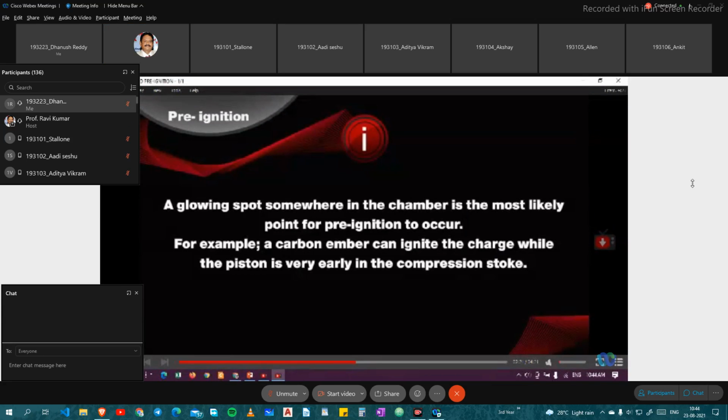A glowing spot somewhere in the chamber is the most likely point of ignition to occur. For example, carbon ember can ignite the charge while the piston is very early in the compression stroke. That also leads to pre-ignition.